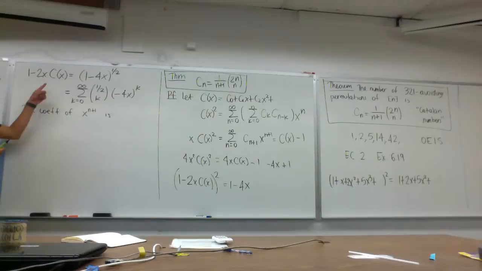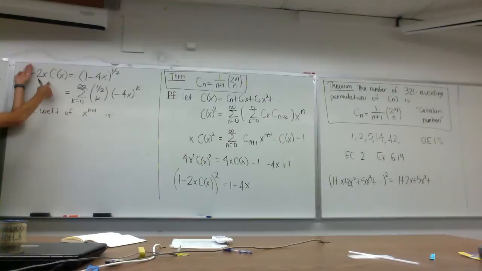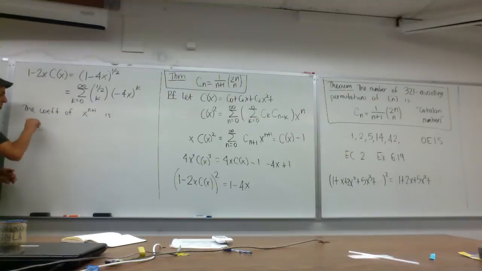So what's the coefficient of x to the n plus 1 on the left-hand side? Well, if I want to get x to the n plus 1 here, then the 1 is irrelevant, that's not going to contribute x to the n plus 1. And here I have x, which means that I should choose an x to the n here. What's the coefficient of x to the n here? It's the nth Catalan number. And so what I get is minus 2 times the nth Catalan number.